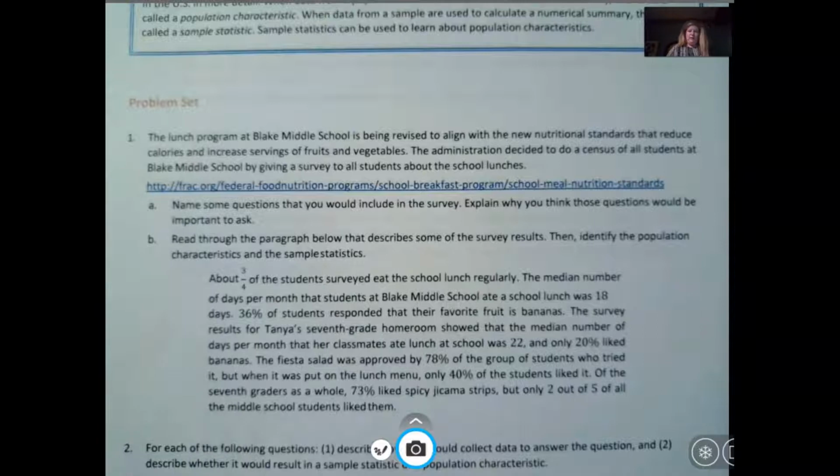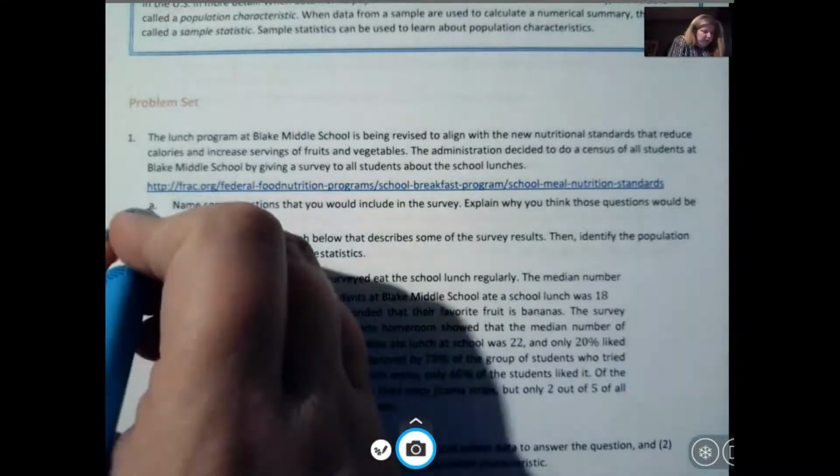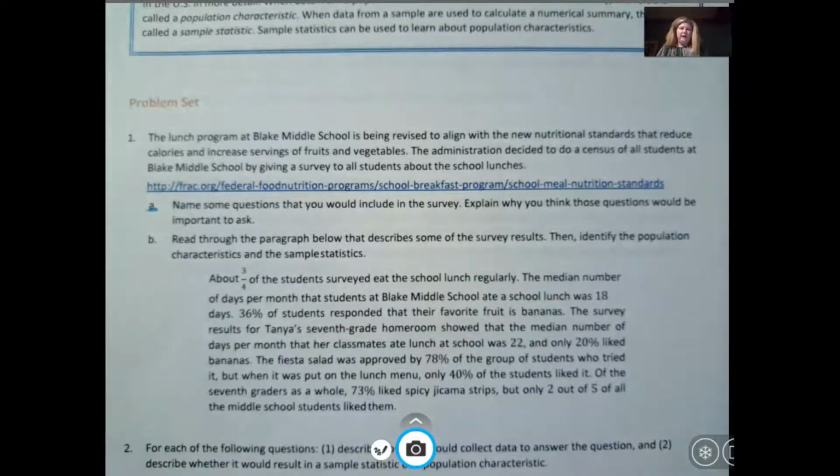Number 1, the lunch program at Blake Middle School is being revised to align with new nutritional standards that reduce calories and increase servings of fruits and vegetables. The administration decided to do a census of all students at the middle school by giving a survey to the students about the school lunches. Name some questions you would include in the survey and explain why you think these questions would be important to ask. So, here, this is just your own ideas of questions that you think should be included.